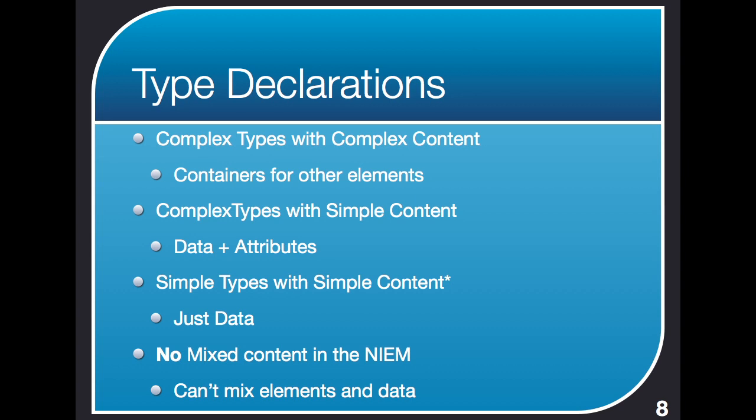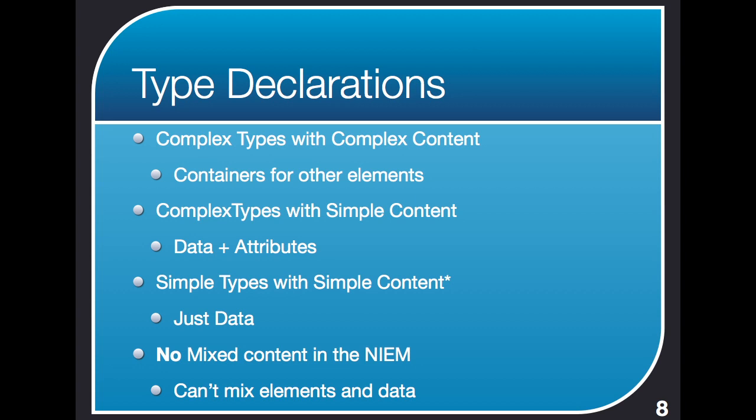There are also ways to define types so that they can hold both other elements and data. Now, frankly, it gets kind of confusing when you do that, and the NIEM doesn't use that. It's called mixed content. You won't see that in the NIEM, and in fact, it's forbidden in the NIEM. So you'll never see a type that can contain both elements and data. So we're not going to cover it. It's out there. You can use it in other XML work, but you can't use it in the NIEM.